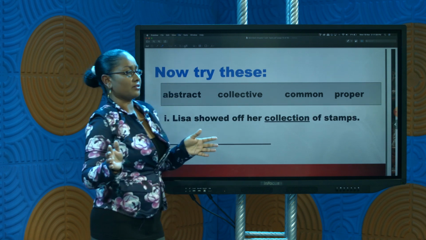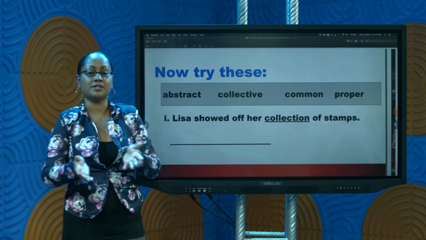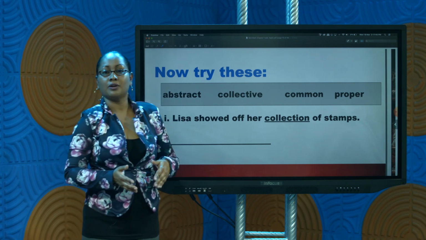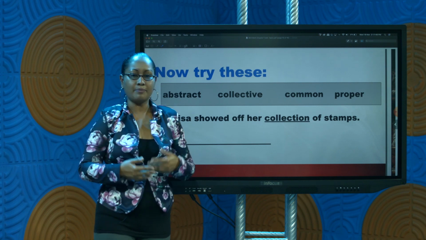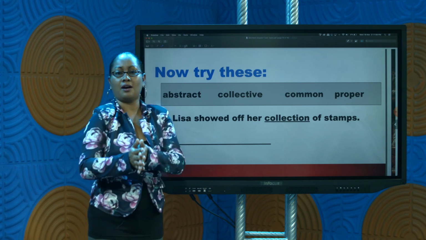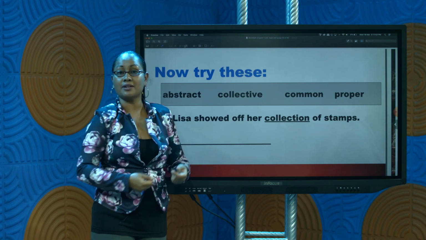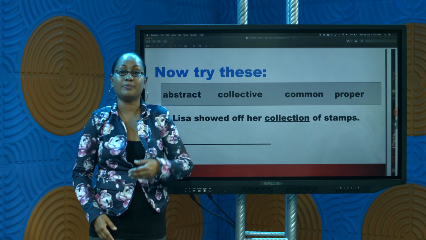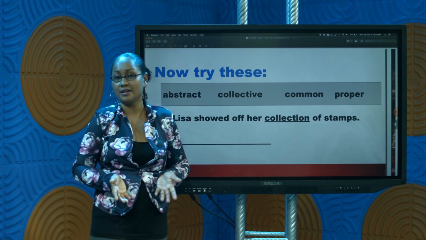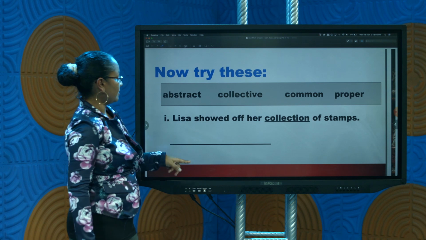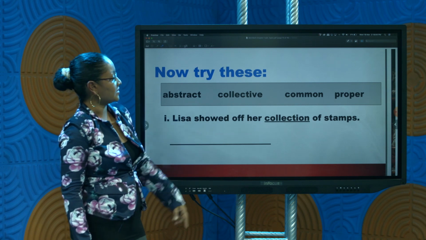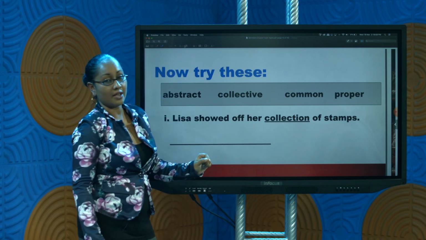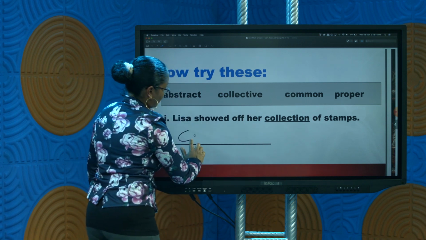Now, of course, parents, when you're doing your daily activities at home with your kids, when you have little things here and there, you can ask your children, let me hear a collective noun for this. I have a whole set of papers on my desk. What do I call that? A stack of papers. And they would tell you based on their textbook and how they learned their list of collective nouns. So let's look at this. Lisa showed off her collection of stamps. Again, stamps are also nouns, but collection is what is underlined. Therefore, this is our collective noun.